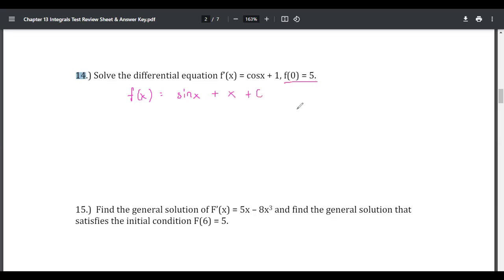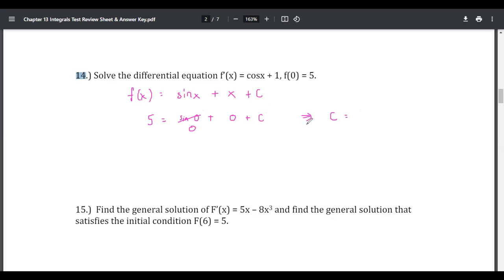Good. Now put in the initial conditions. So 5 equals sine of 0 plus 1 times 0 plus c. Sine at 0, I forgot what that was. You need to recall some of your trig when you're doing calculus. Sine of 0 turns out to be 0.